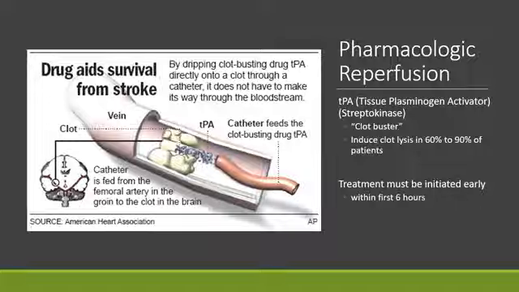Now, in terms of management at the hospital, one of the things that the hospital will consider is pharmacologic reperfusion. They can consider administering TPA, which is known as tissue plasminogen activator. That's a clot buster. It's a medication that's administered to break up any sort of blood clot. It's the same thing that's used for an occlusive stroke. And it can induce a breakup of that clot in about 60 to 90% of the patients. But the key here is that they have to be identified and treated very, very early. Typically, the window is within the first 6 hours.